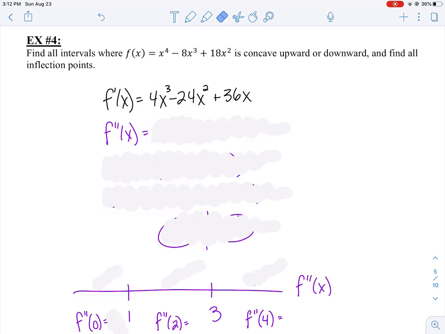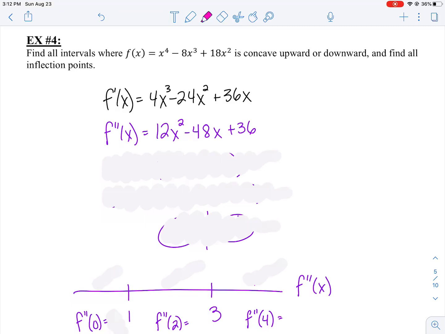The first derivative should be 4x cubed minus 24x squared plus 36x. My second derivative is 12x squared minus 48x plus 36. Again, 12x squared minus 48x plus 36. This is my second derivative.